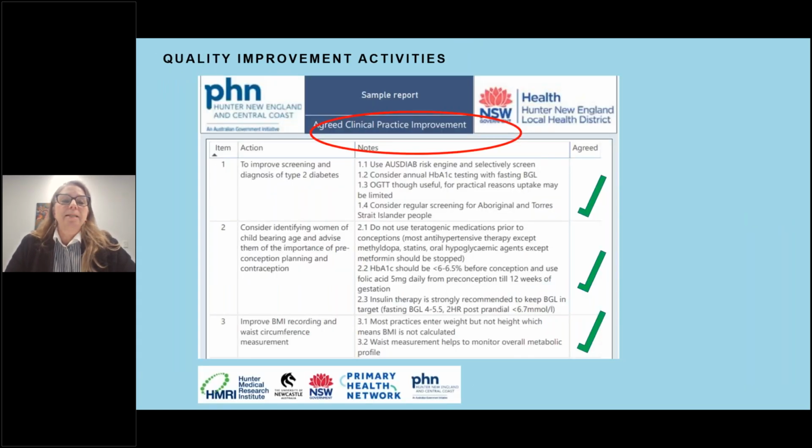So this here is the Diabetes Alliance report. And so what would happen with the endocrinologist and the diabetes educator is you'd agree at those clinics to work on a couple of activities. For example, screening and diagnosis of diabetes, identifying women of childbearing age, and recording of BMI and waist circumference, and then you could tick them off as being complete. So that's a nice opportunity.